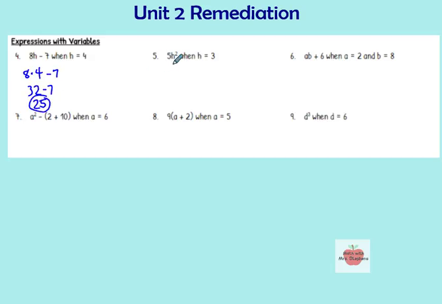Number 5, 5h squared. So that's 5 times 3 squared. 3 squared is 9. And 5 times 9 is 45.